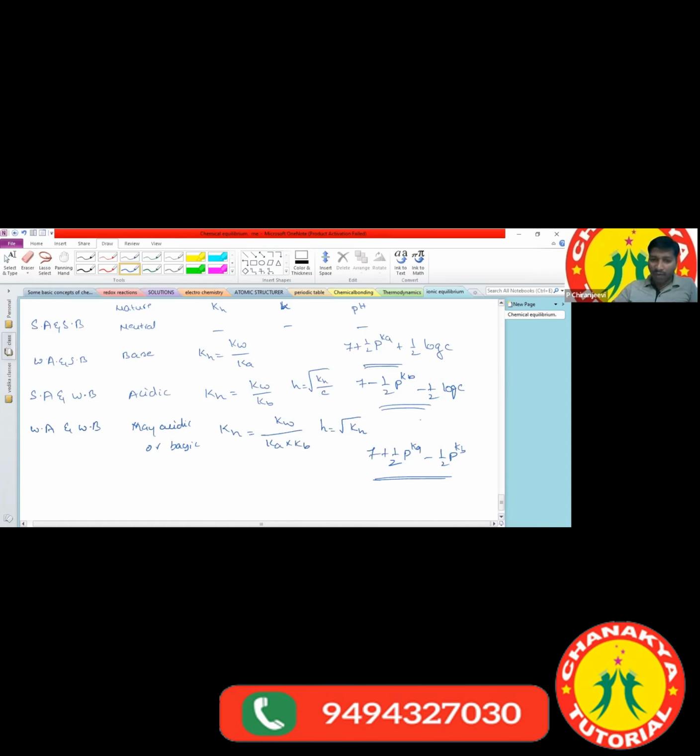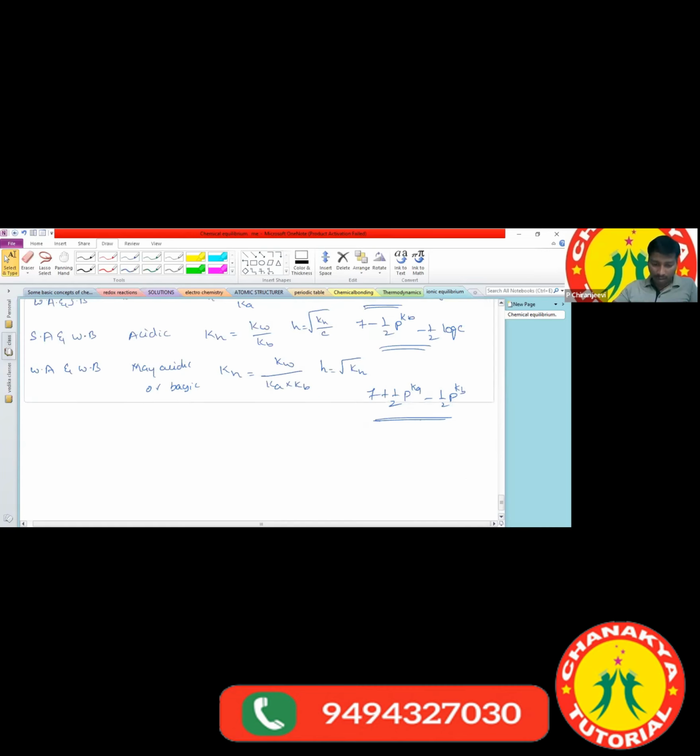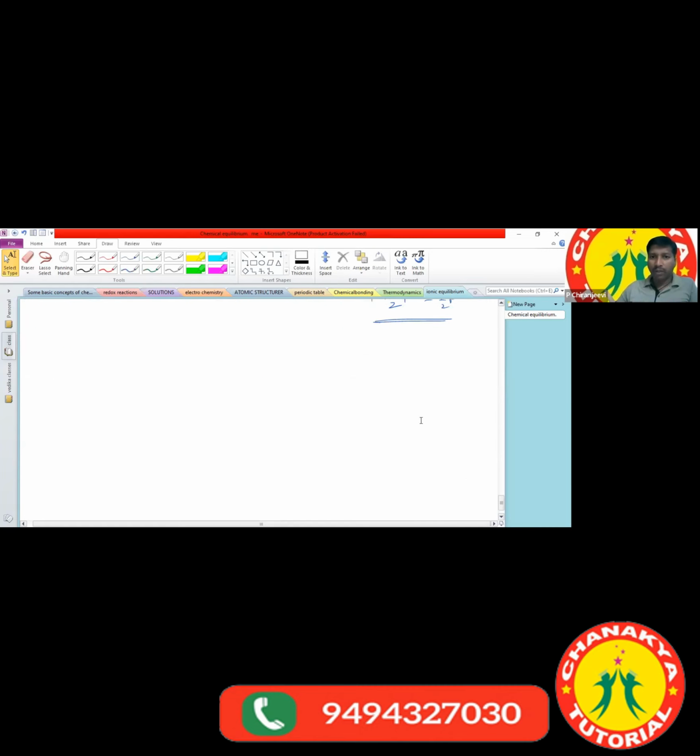Next we have one more concept, the buffer solution. What is meant by a buffer solution? Do you have any idea about it? A buffer solution is a solution which does not change the pH when an acid or base is added.